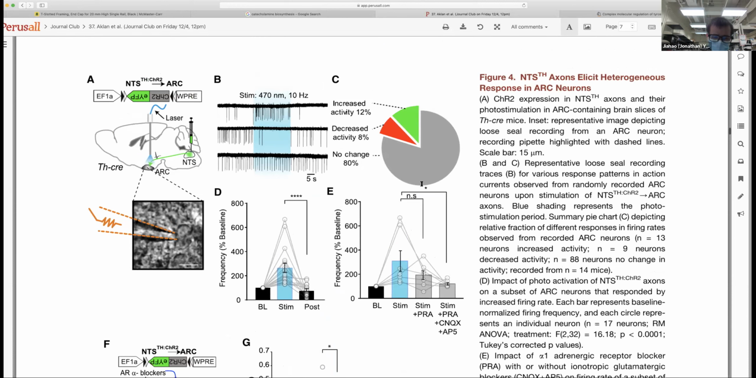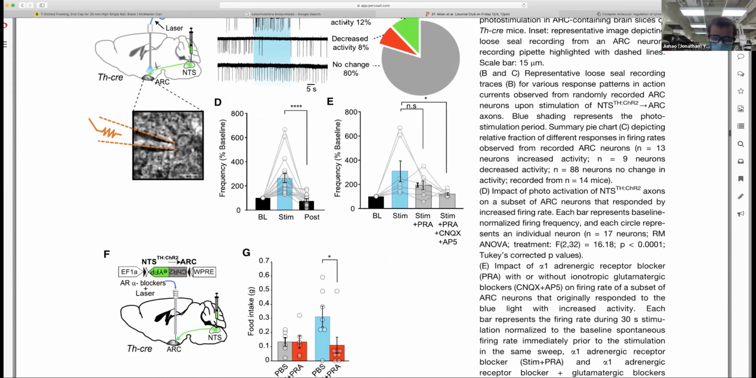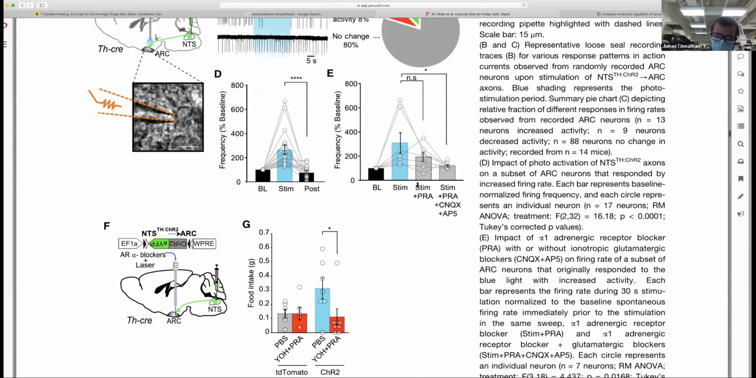So in F, what do they do? I think they're doing a local one in F. They do a little bit of modification on the same paradigm, injecting NTS with the Channelrhodopsin virus, and at its axon targets in the ARC they use the shining laser, but they also try to further use a blocker locally infused in the ARC.